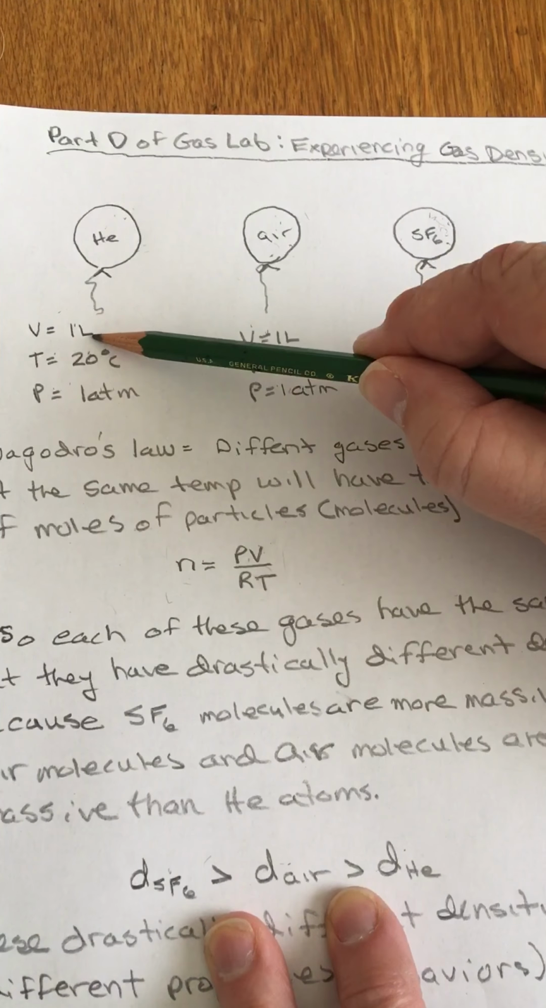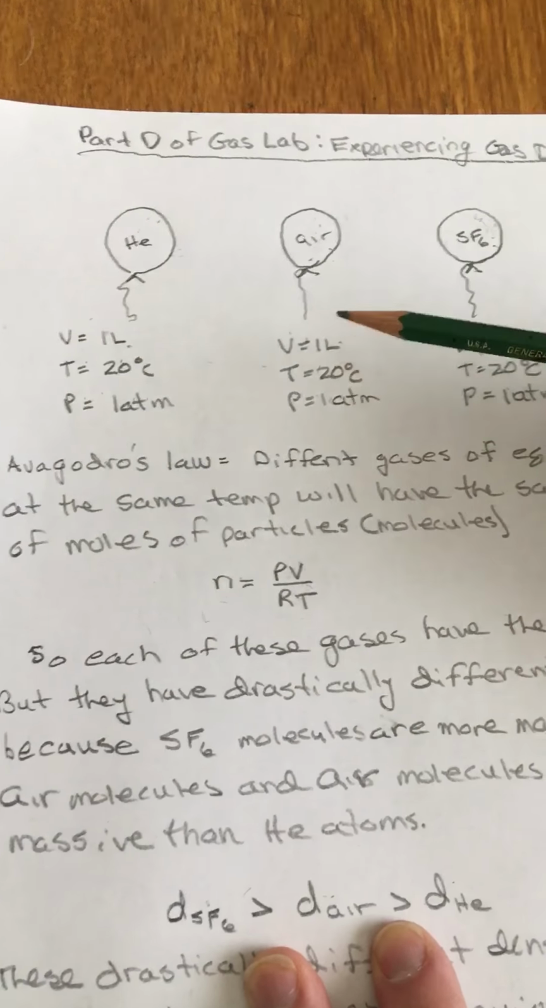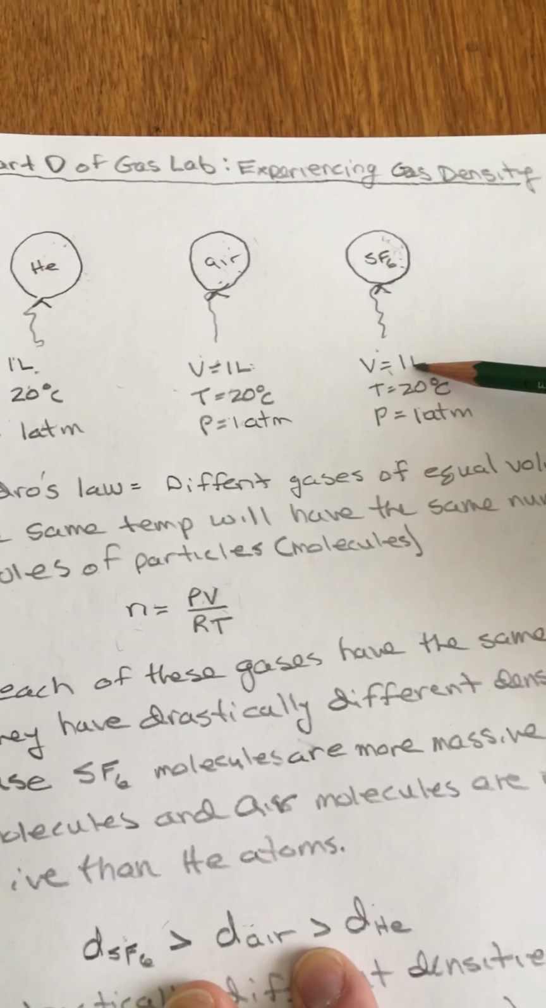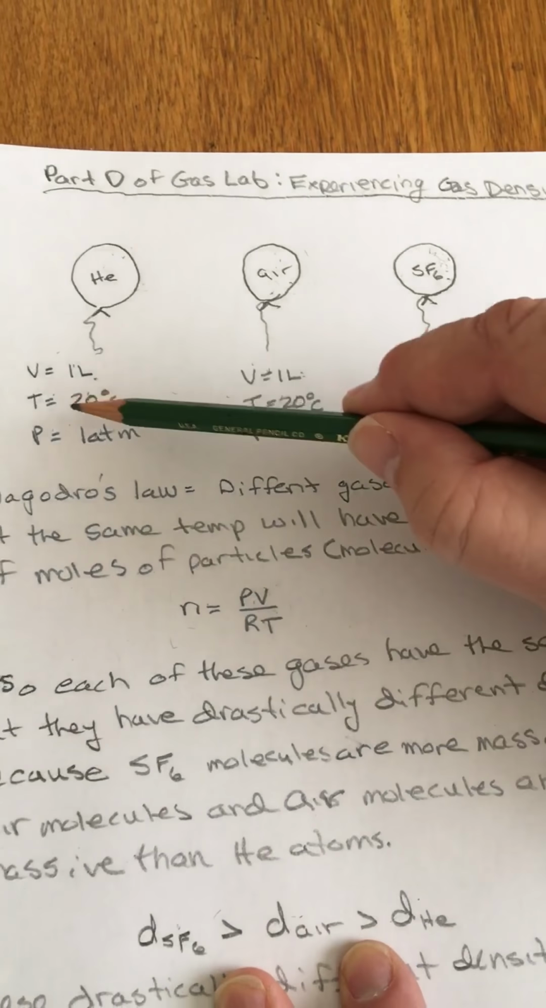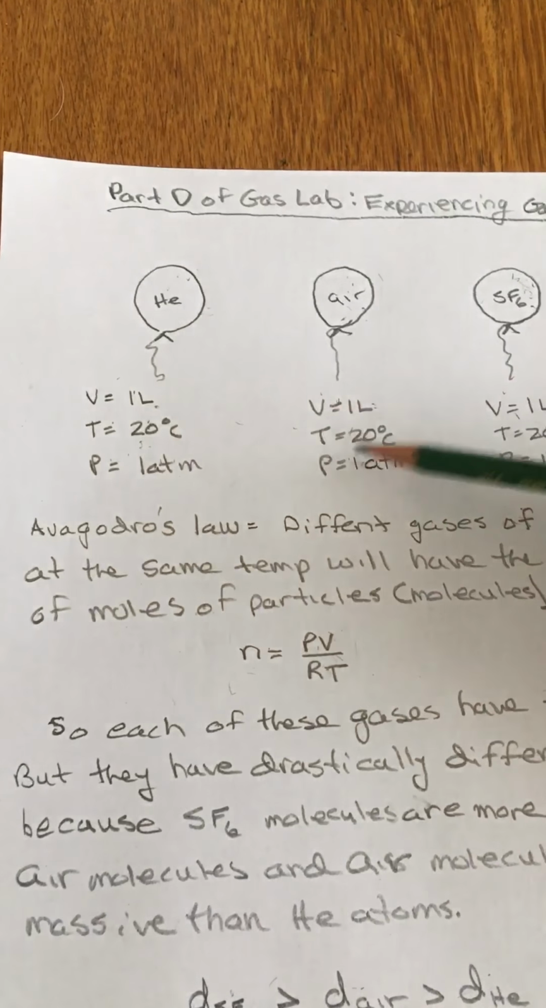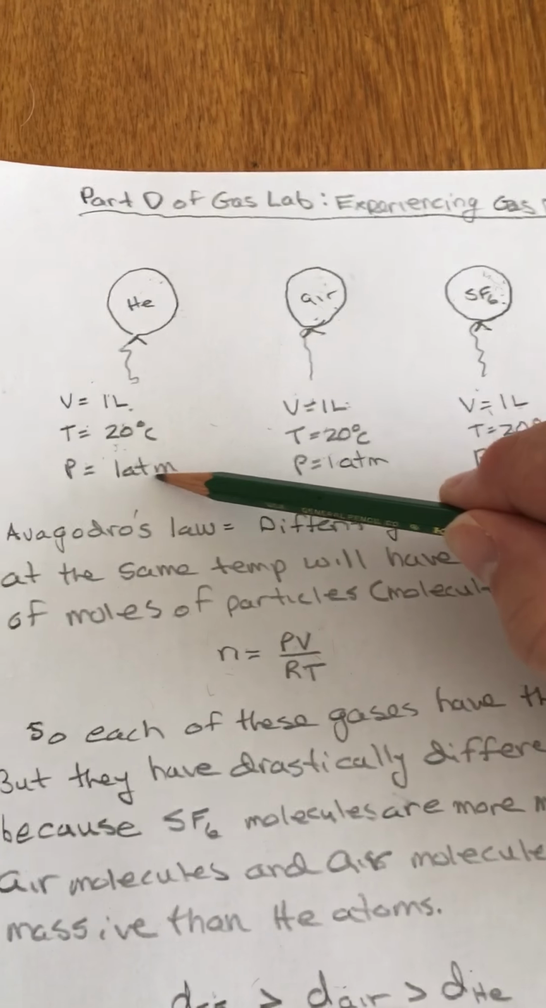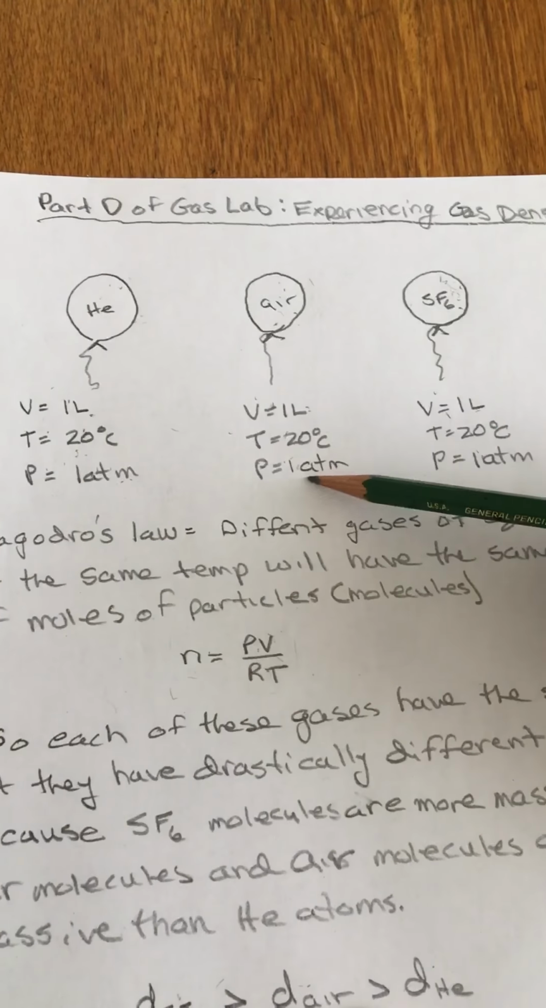Now notice that the helium balloon has a volume of 1 liter. So does the air, and so does the sulfur hexafluoride balloon. And they each have the same temperature. Each are at 20 degrees C, and they each have the same gas pressure, 1 atmosphere.